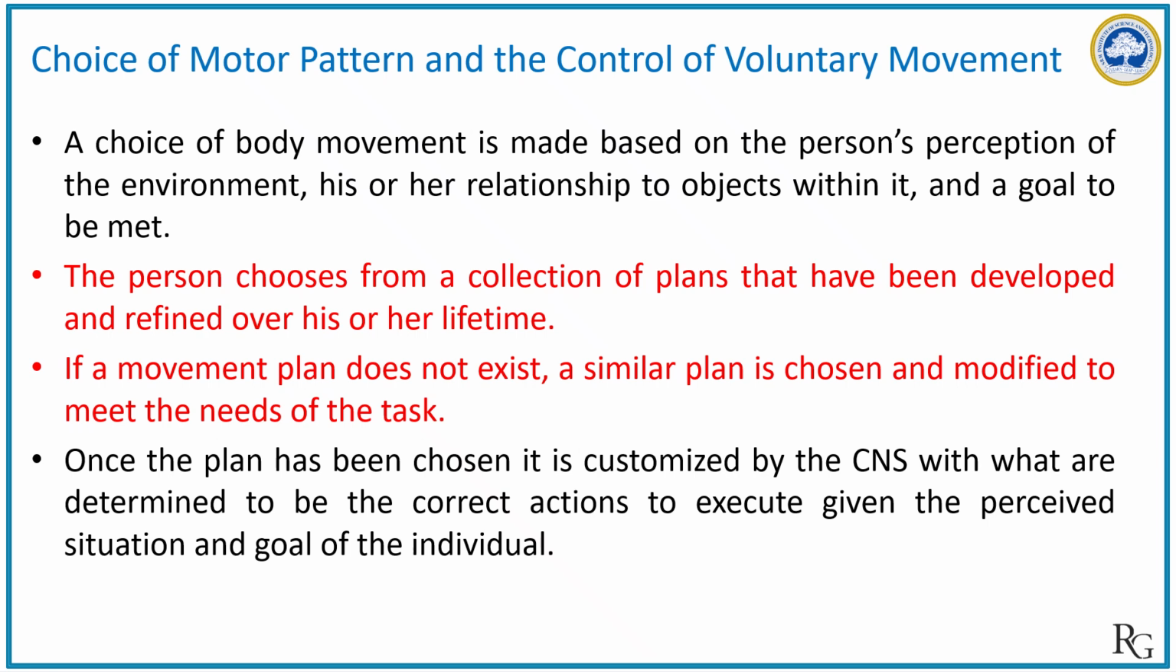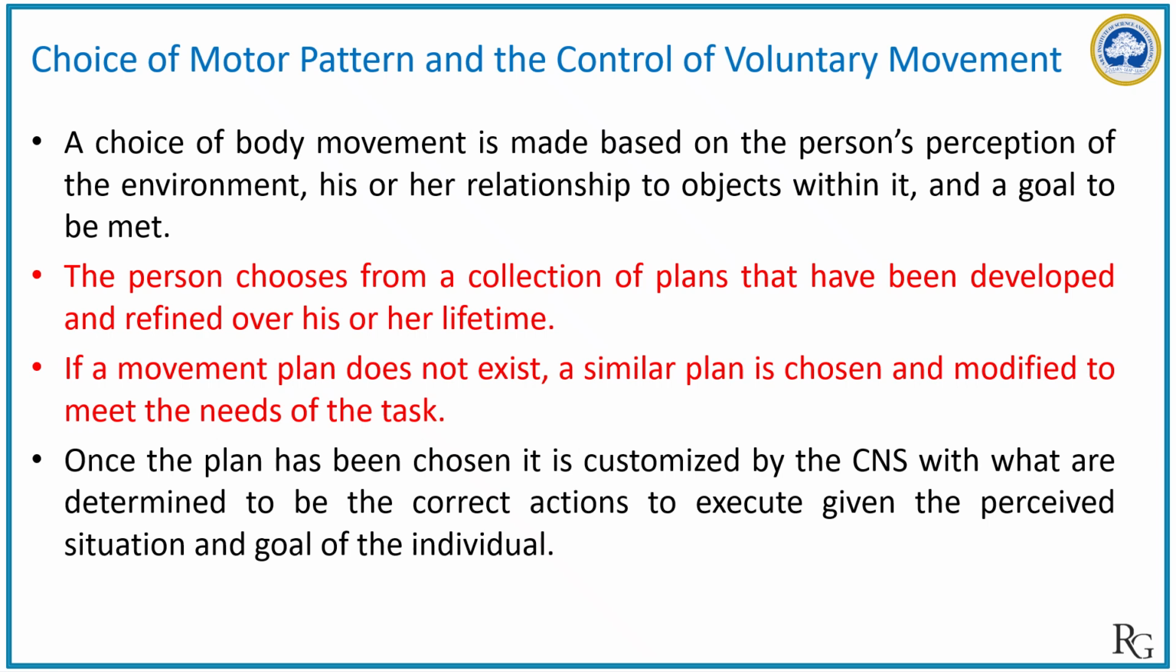When we perform a voluntary movement, the choice of that movement is not random. It's based on how we perceive the environment, our relationship to the object within it, and the specific goal we want to achieve. And our brain doesn't start from scratch every time. Instead, it draws from a collection of movement plans that we have developed and refined over a lifetime through experience and practice. So, if the exact movement plan for a situation doesn't already exist, the brain chooses a similar plan and modifies it to fit the current task.